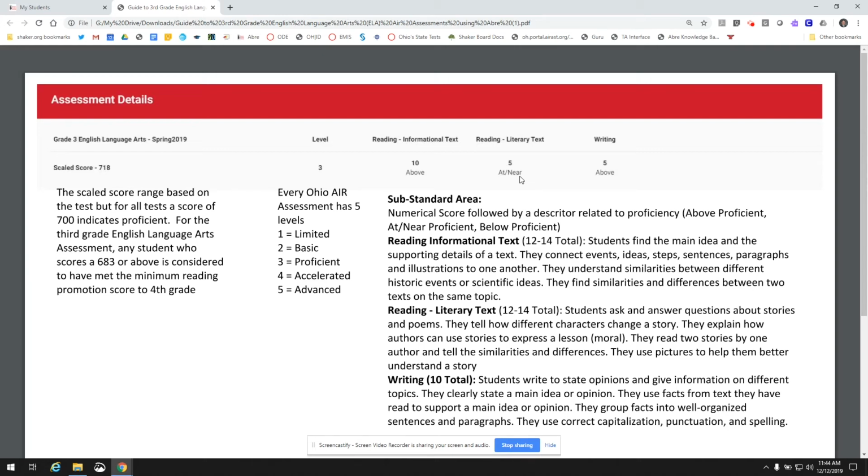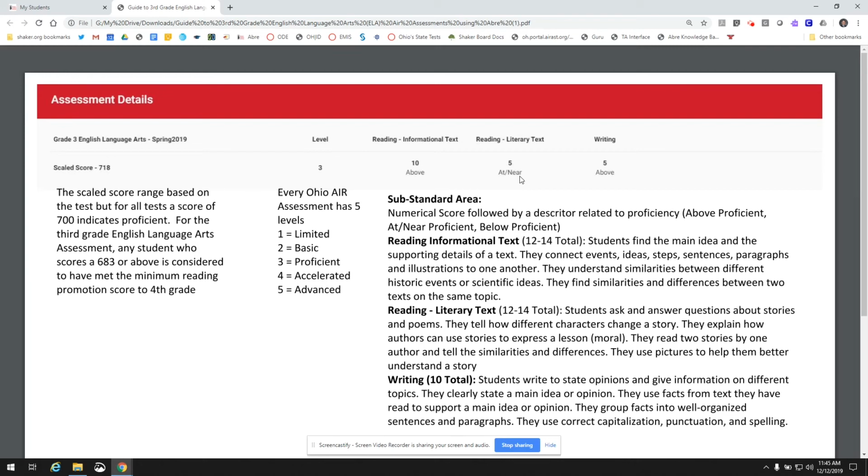For literary text, that's 12 to 14 points that you'll see typically total. Students ask and answer questions about stories and poems. So this would be fiction and stories. They tell how different characters change in a story, and they explain how authors can use stories to express a lesson or moral. They read stories by one author and tell similarities and differences, and they use pictures to help better understand a story.